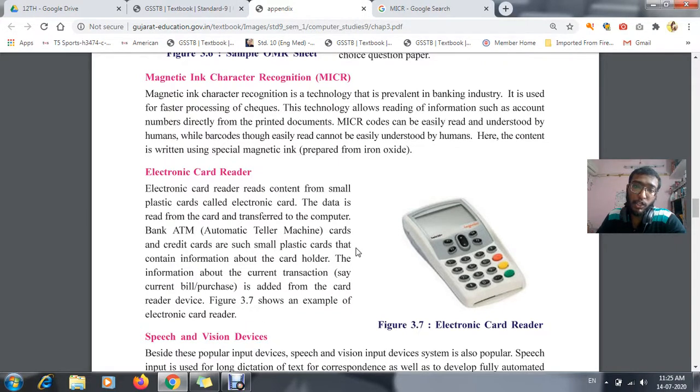Okay, these are your examples of input devices. I hope you all understood today's topic.